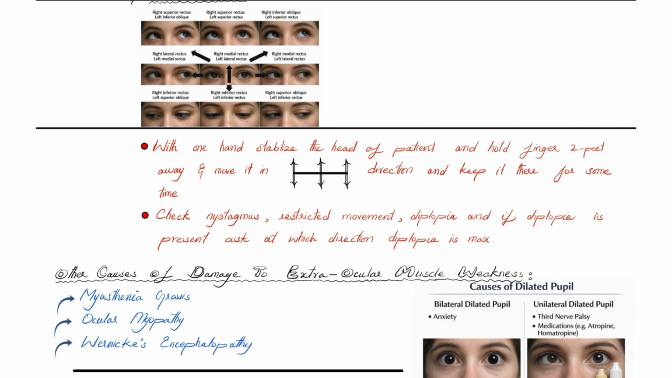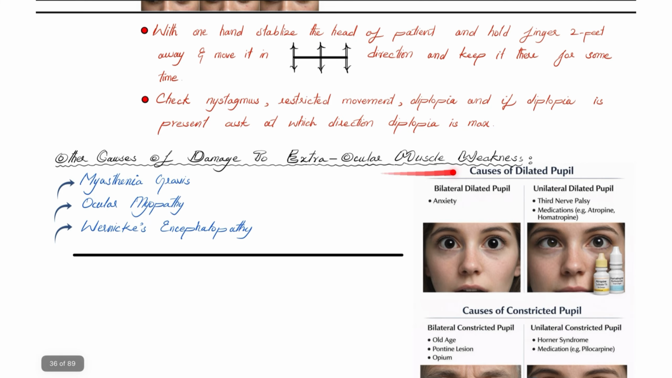Some other causes of extraocular muscle weakness can be myasthenia gravis, where there are antibodies against the acetylcholine receptor at the neuromuscular junction. Extraocular muscle weakness can also occur in ocular myopathy and Wernicke encephalopathy, which is vitamin B1 deficiency.